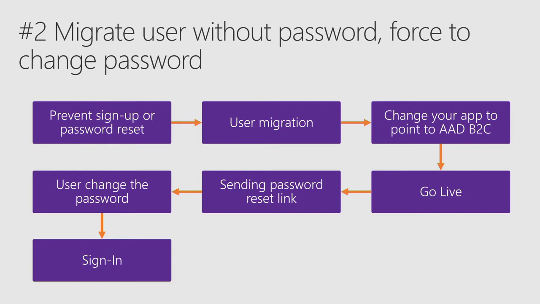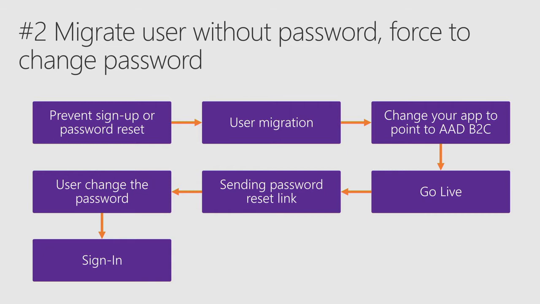The second flow: we migrate the users without password and force them to change the password by using B2C. This process involves, first, reading the user from the old identity provider and creating new accounts with random passwords. Okay, you see, the migration process involves a random password. Again, we change the mobile or web application to use B2C, go live, and after go live, we send a link to the end user in order to change their password.